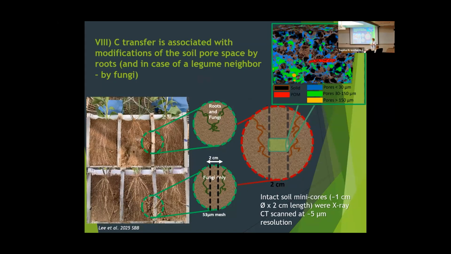So what do these carbon transfer treatments mean for soil pores and soil structure? To assess that, what Jinho did, he took intact soil pores from inside of these barriers, so between these rhizobox compartments, and did CT scanning and assessed particulate organic matter, and then quantified pores of these different size groups.